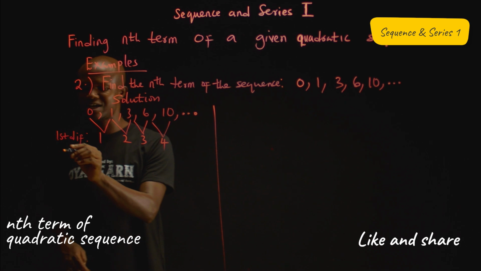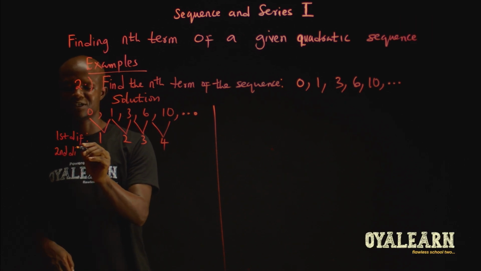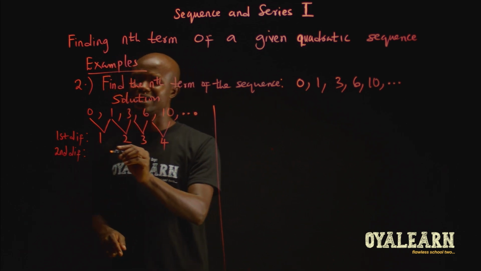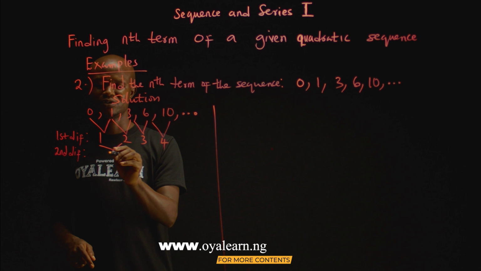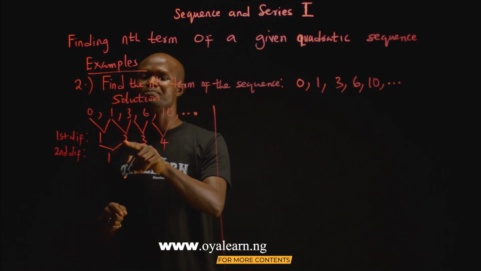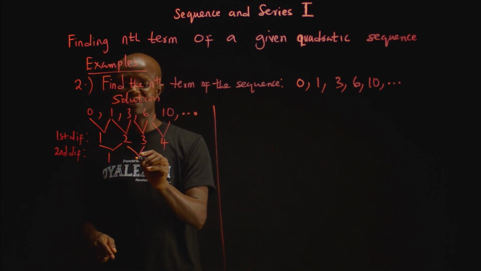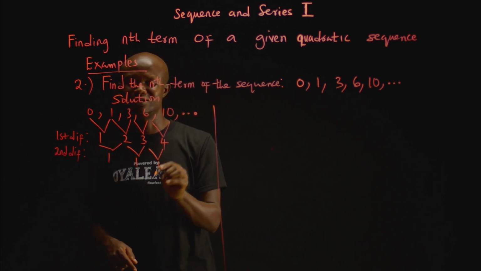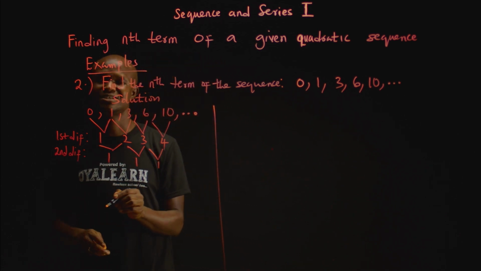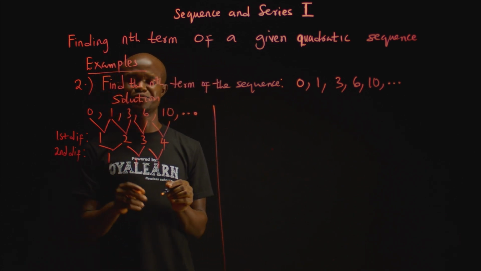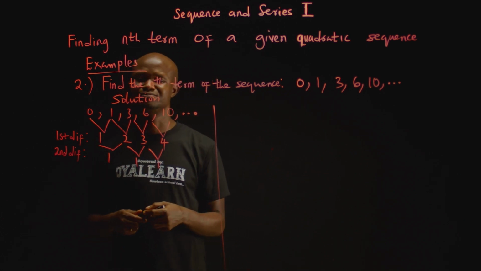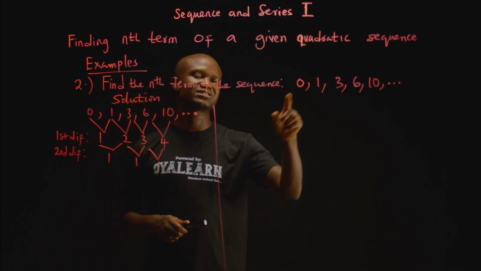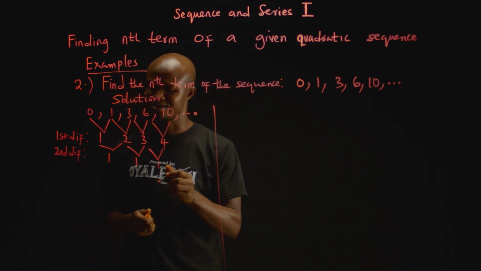Now let's check the second difference. For the second difference, 2 minus 1, what are we going to have? That is 1. Then 3 minus 2, we are going to have 1 also. 4 minus 3, we also have 1. We can see that the second differences are now the same. Since the second differences are the same, this sequence is a quadratic sequence.